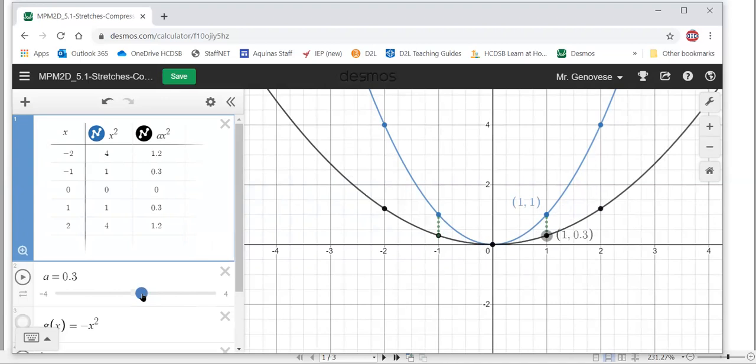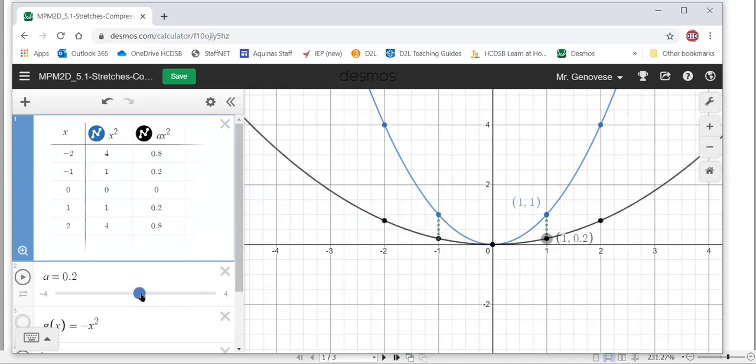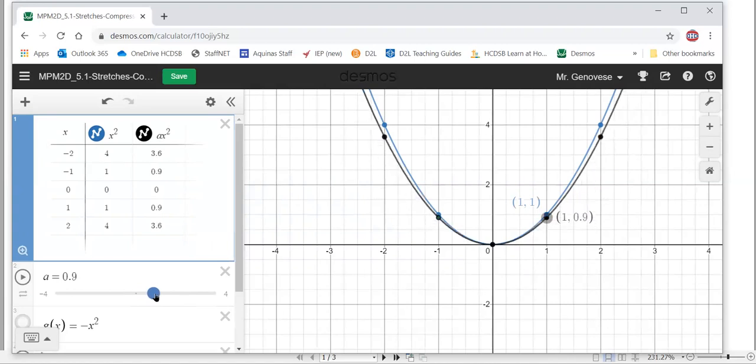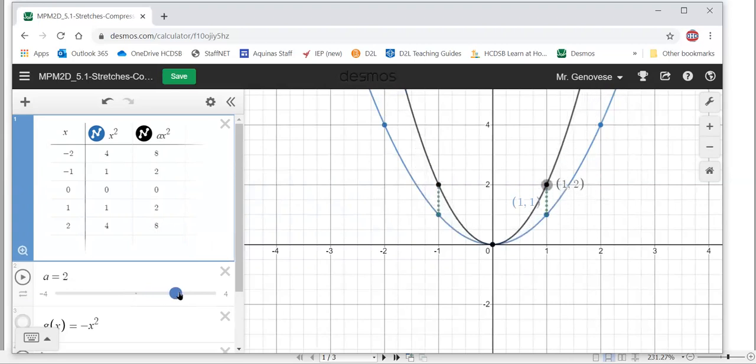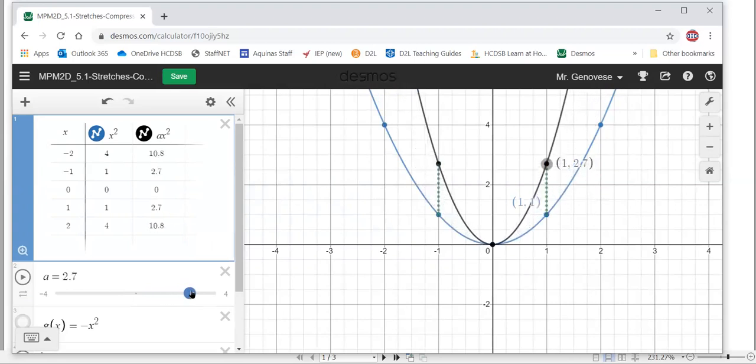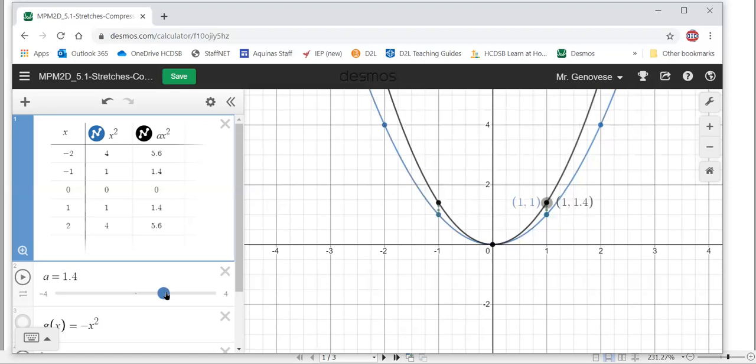The parabola is being compressed vertically. If we go back to the 1, and then the a value suddenly changes higher than 1, then we say that the graph has been vertically stretched. Okay, so that's essentially the main differences between stretching and compression.